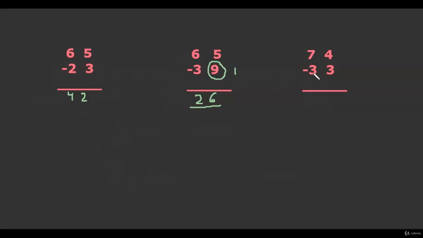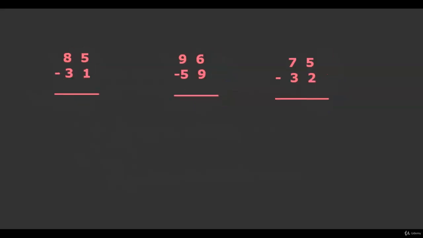7 minus 3 is 4. But before dropping 4 over here, we will observe the after pair. After pair is a match number. So we will not reduce 4. We will just drop 4 over here. And 3 subtracted from 4 gives us simply 1. So 41 is the answer. Let's take a few more examples.